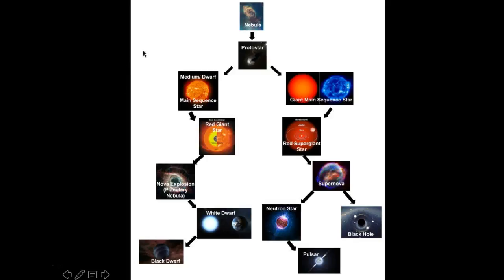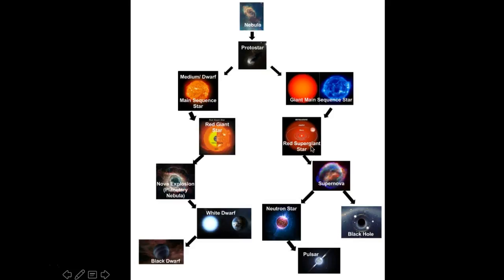So let's talk about the life cycle of a star. Everything starts as a nebula, and then it becomes a protostar. That's when it starts nuclear fusion. Then you either have a medium or dwarf-sized star, and that's on its main sequence. Then it swells into a red giant when it starts to die. It then has a nova explosion, or just a planetary nebula explosion. It then goes down into a white dwarf, and over a period of time that white dwarf will turn into a black dwarf.